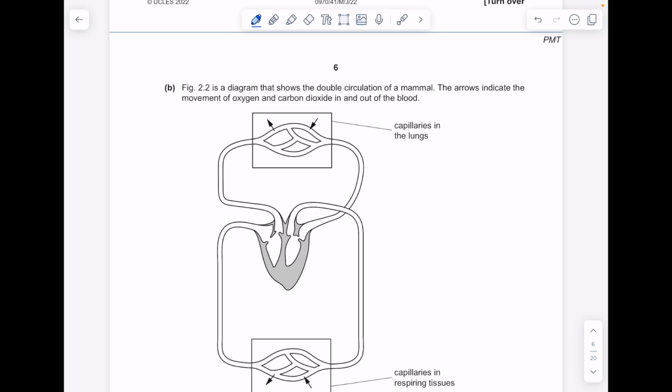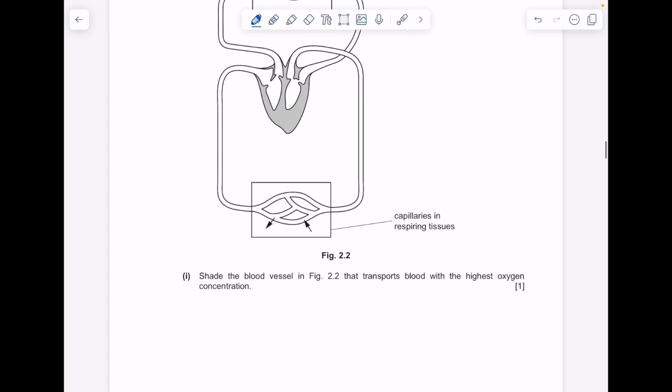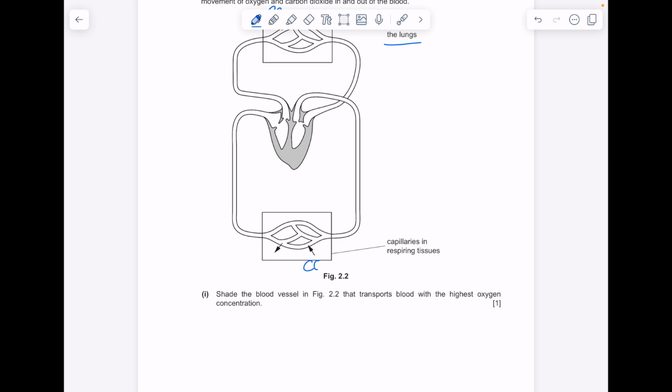Figure 2.2 is a diagram that shows the double circulation of a mammal. The arrows indicate the movement of oxygen and carbon dioxide in and out of the blood. So we'd expect oxygen to enter and carbon dioxide to leave at the lungs. Here are the capillaries in the respiring tissues. This time you'd expect carbon dioxide to enter the blood and oxygen to leave because those cells need to respire.